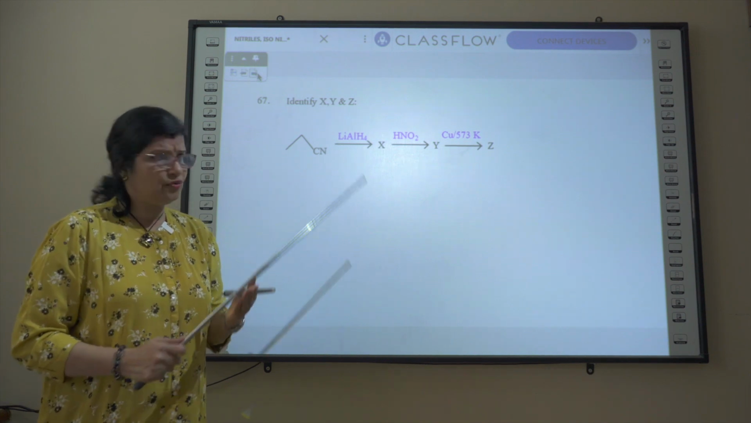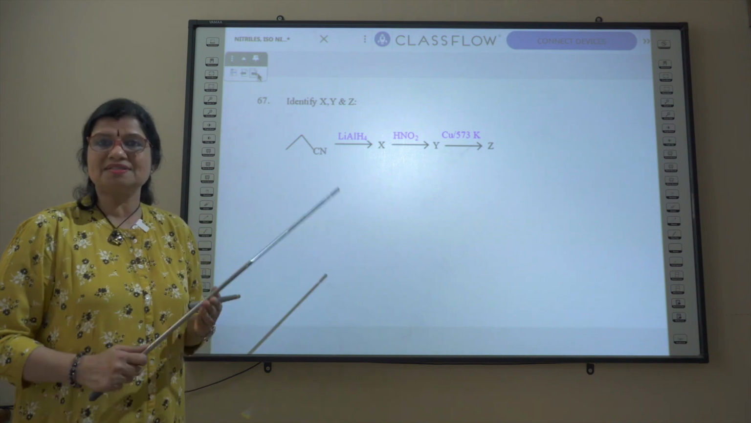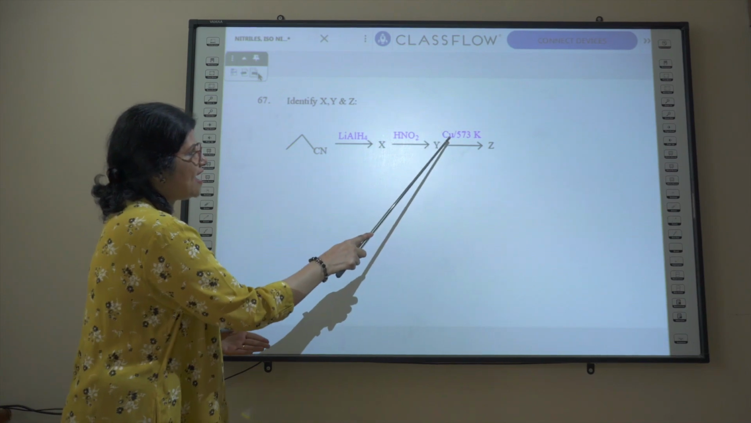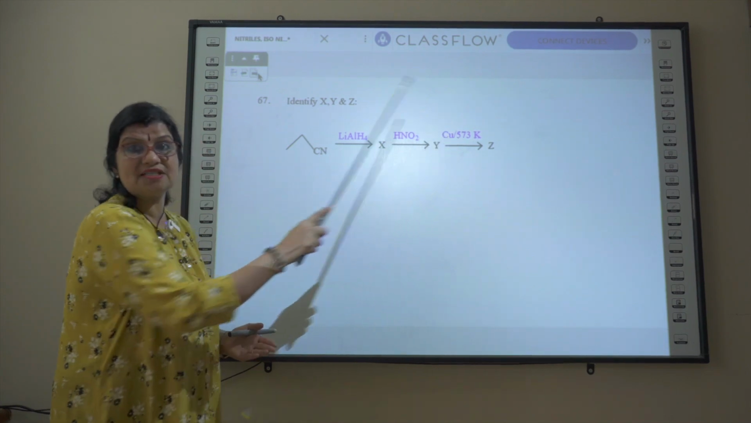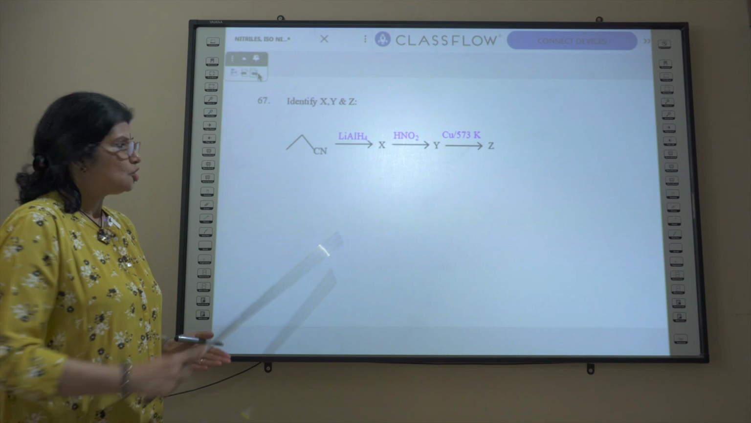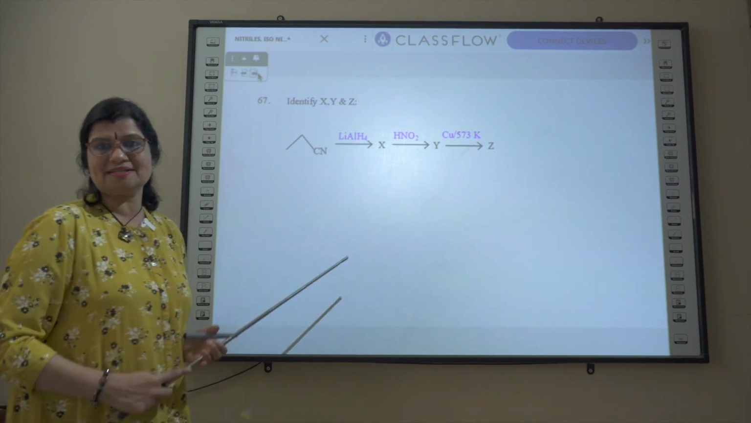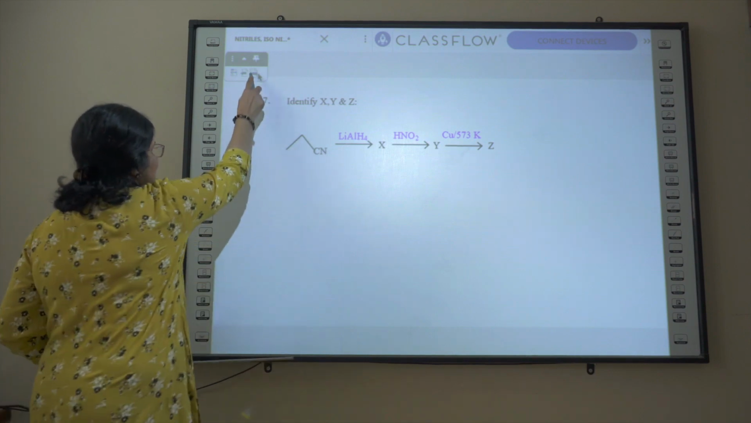So we don't require this information here, but I am just trying to make you recollect the context where you have come across the reaction where you're heating with copper at this specific temperature. Alright, so now we have an idea as to what X, Y and Z could be. Let's start writing down the reactions.